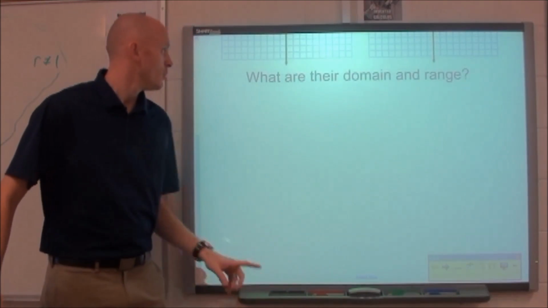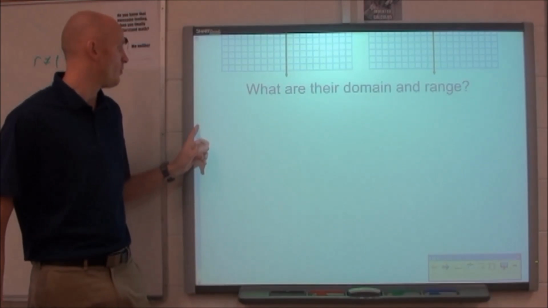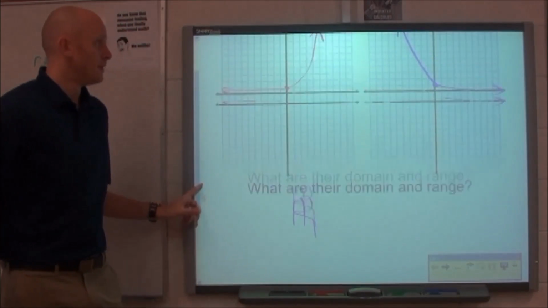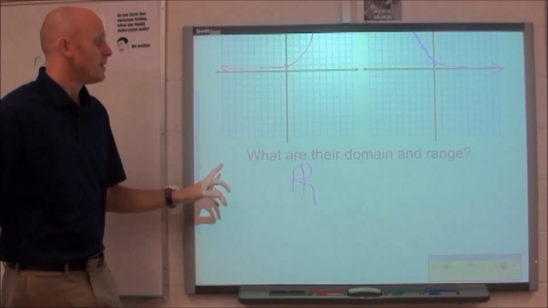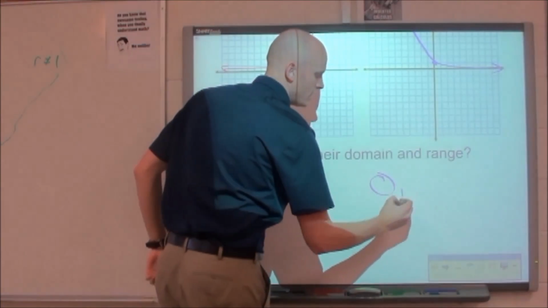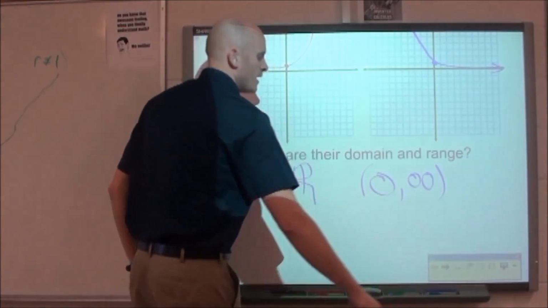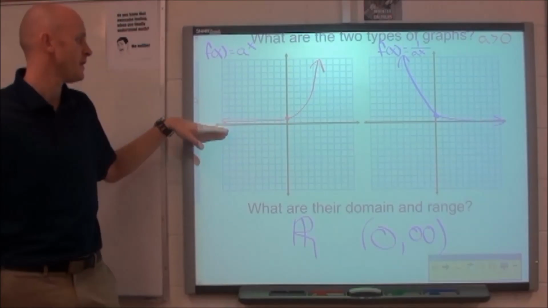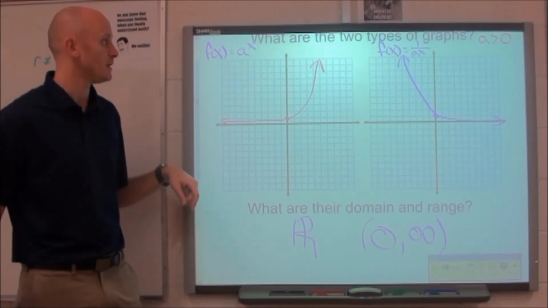Now, very quickly, what are their domains and ranges? The domain of each of these functions is all real numbers. No matter what x value you plug in, there will always be an output. The range of each of these functions is from 0 to infinity. And notice I have a parenthesis around the 0 because 0 is not inclusive. It will never equal 0. It will become infinitely close but never equal it.